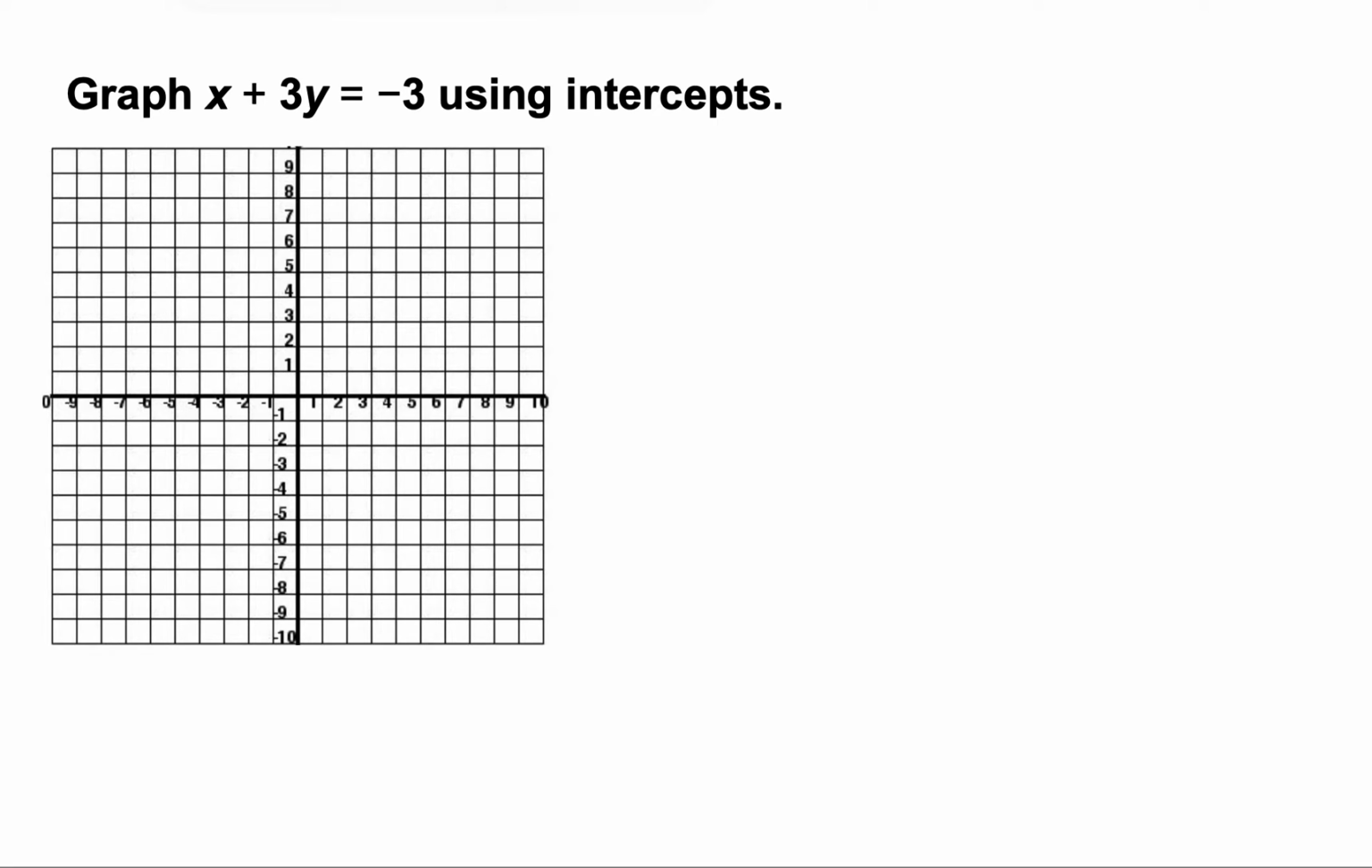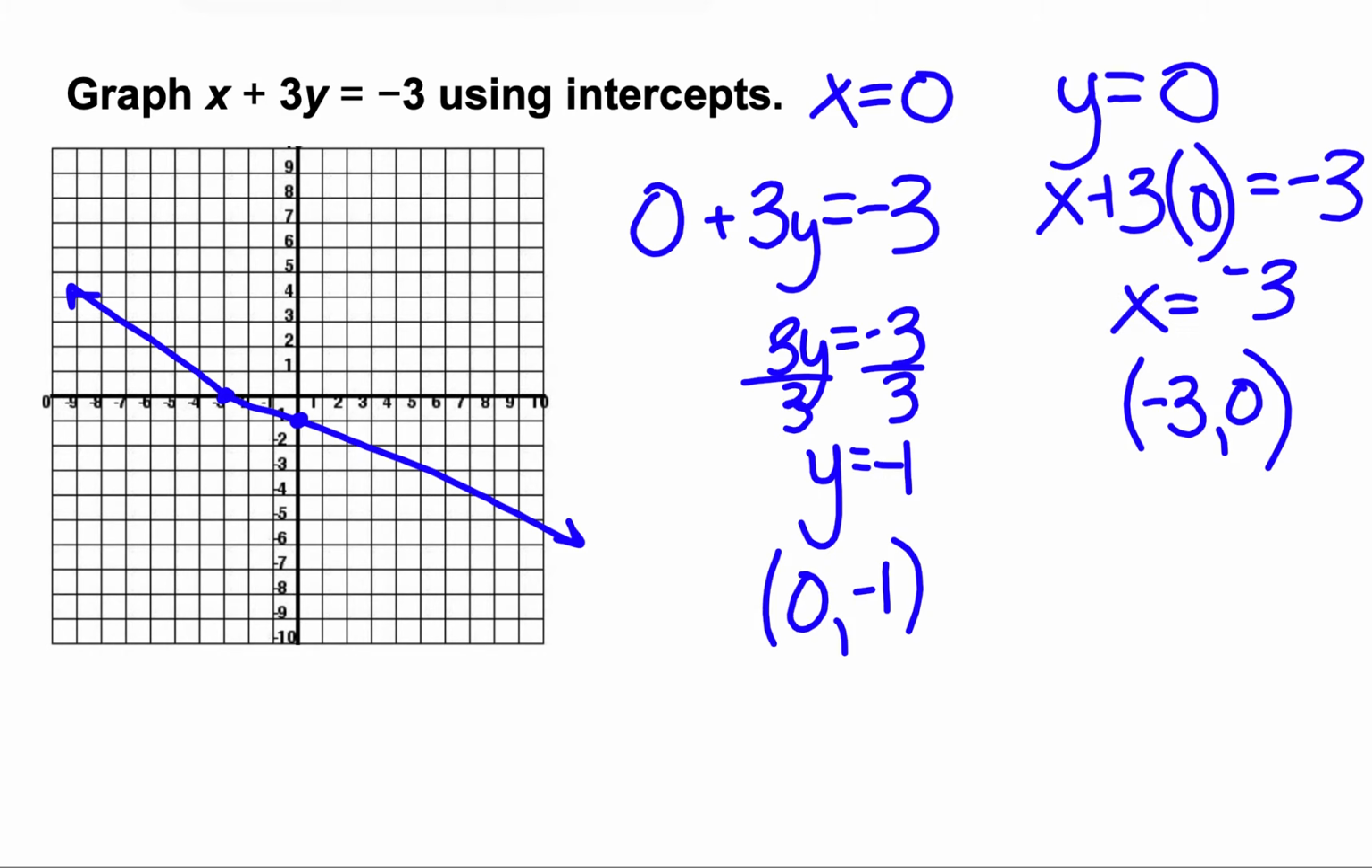So it says graph x plus 3y equals -3 using intercepts. So what that means is they want you to find the x and y intercept, and they want you to include that on your graph. So to find our x and y intercepts, we're going to be solving for x, and then we're going to be solving for y. All right, so let's go ahead and take a look at that.